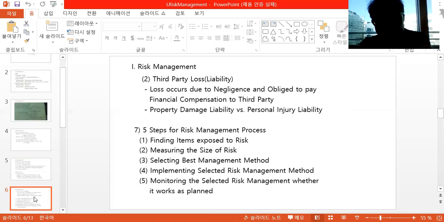So you take care of those risks based on your selected risk management method. The fifth one is monitoring the selected risk management, whether it works as planned. So afterwards you go over and see what's wrong or what's right about your risk management method.